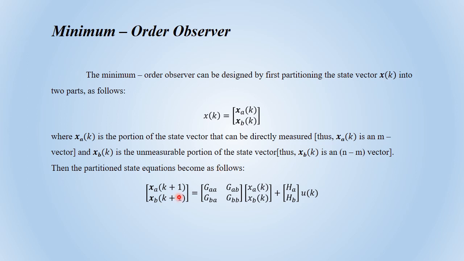So what we can do is we can partition the state vector into two state vectors. One is xa of k, which is an m vector, and xb of k, which is the unmeasurable portion. So xa of k is the measurable portion and the remaining is unmeasurable, and this partitioned state equation can be written as xa of k plus 1, xb of k plus 1 is equal to GAA, GAB, GBA, GBB into xa of k, xb of k plus HA, HB into u of k. This particular equation is called the partitioned state equation.